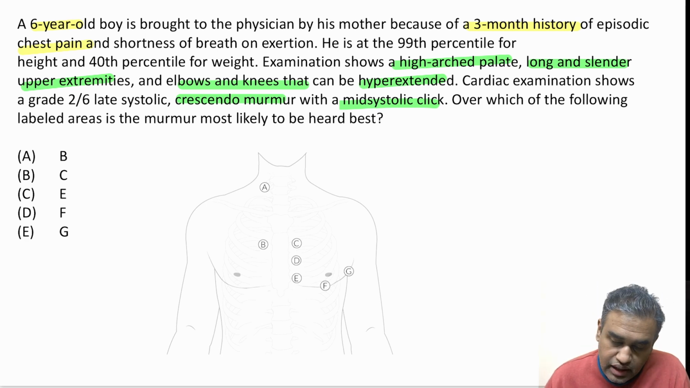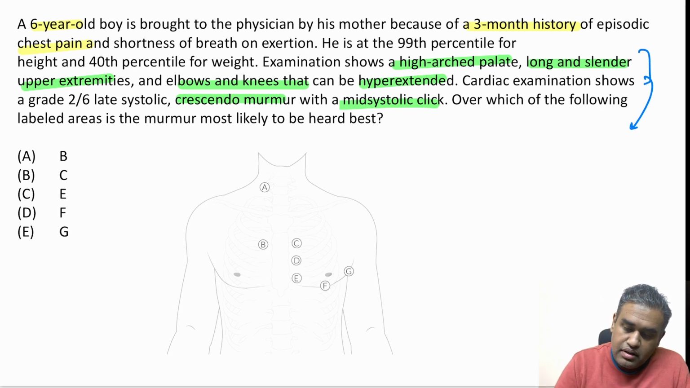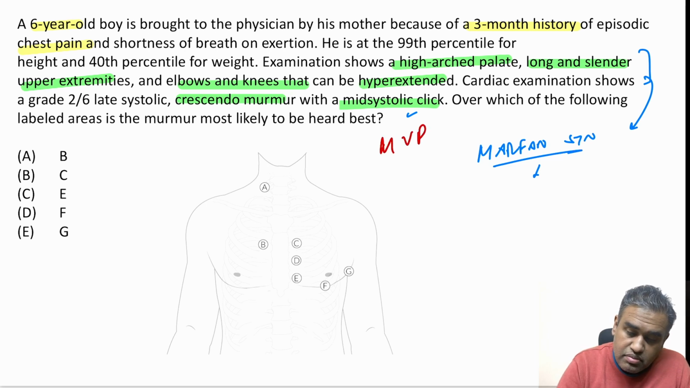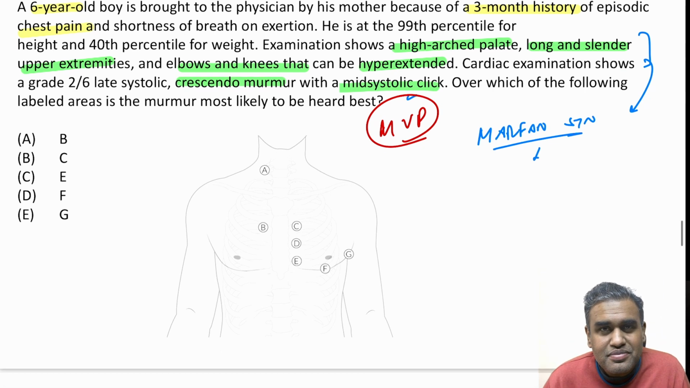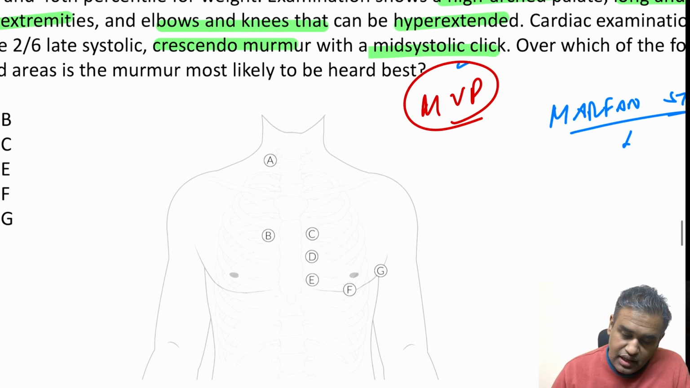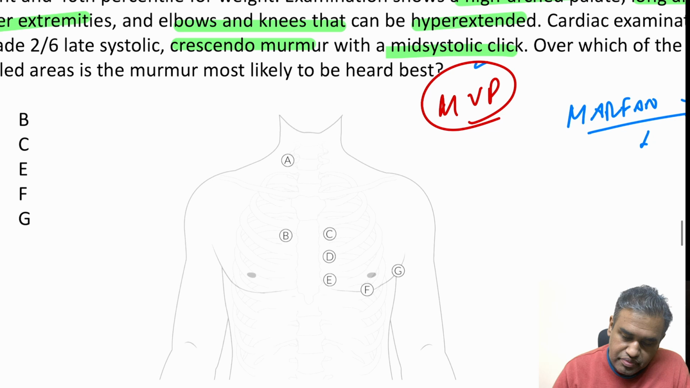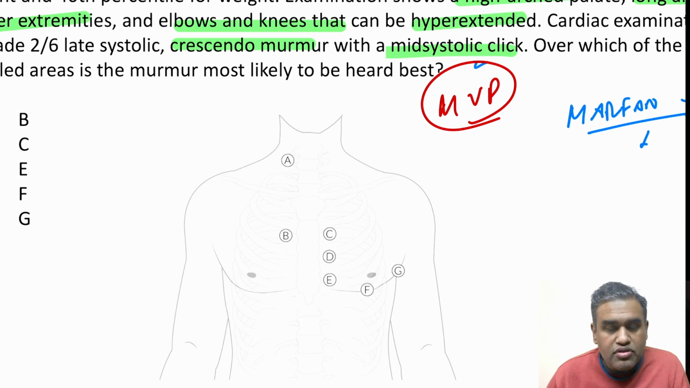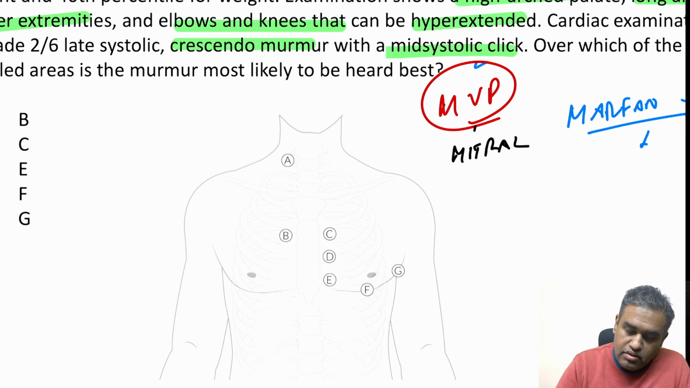Now see what has actually happened over here is a 6-year-old boy with all these findings having a murmur. All these findings are referring to some disorder, that is probably Marfan syndrome. Marfan syndrome presents with this sort of murmur, basically for MVP, mitral valve prolapse. Now we have different areas given in this particular question, like A, B, C, D, E, F, G, H. Where would you hear the mitral valve prolapse? You will obviously hear it around the mitral area.